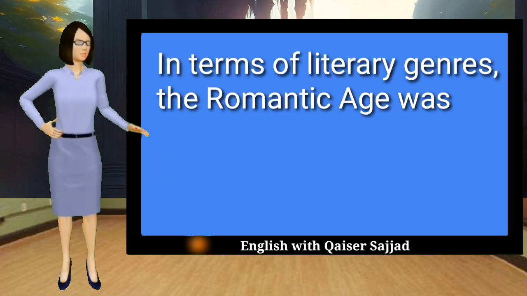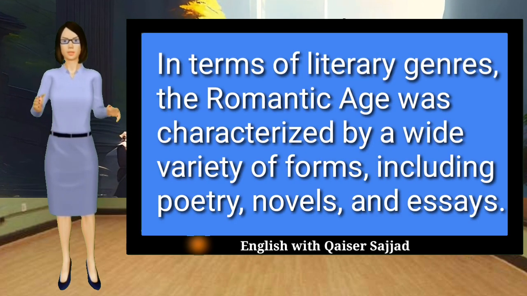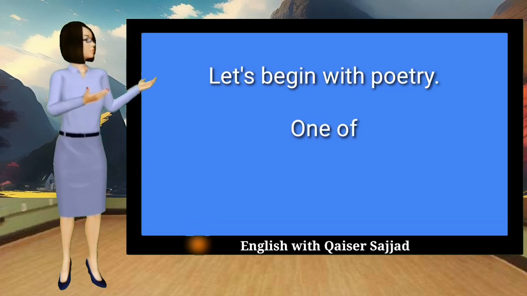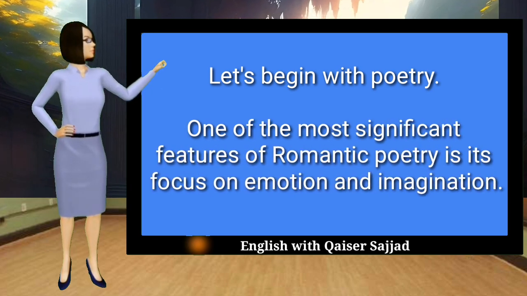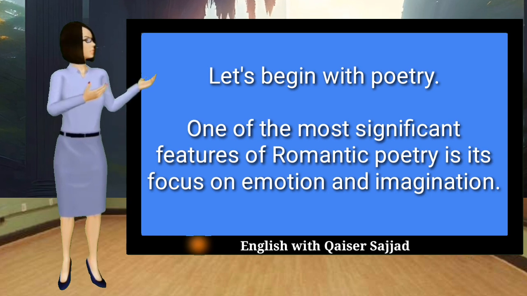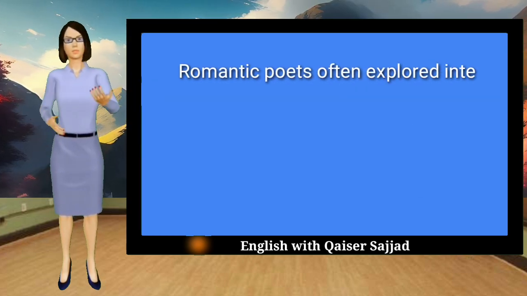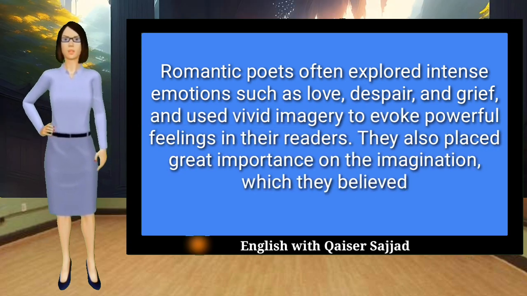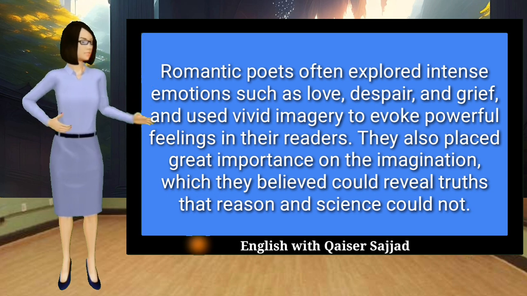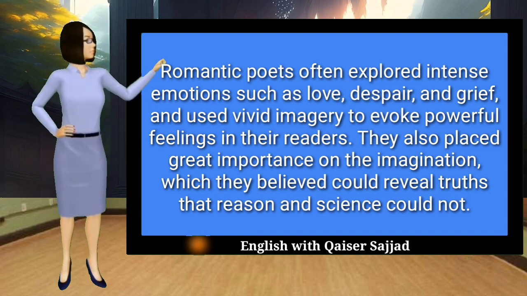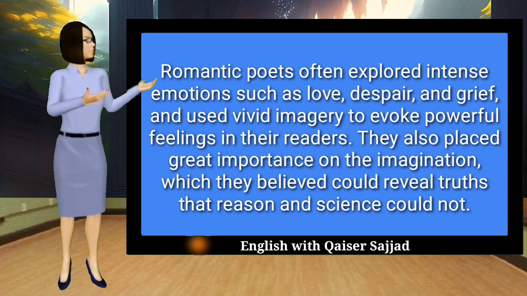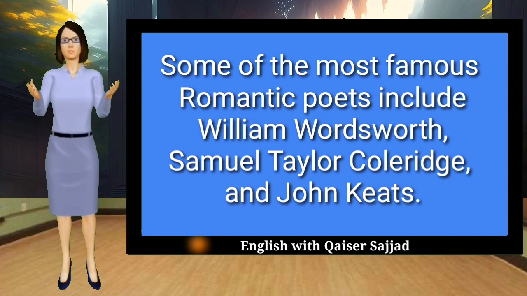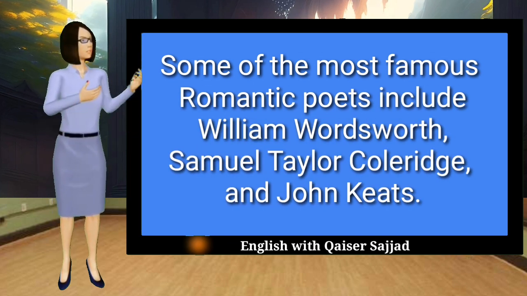In terms of literary genres, the Romantic Age was characterized by a wide variety of forms, including poetry, novels, and essays. Let's begin with poetry. One of the most significant features of Romantic poetry is its focus on emotion and imagination. Romantic poets often explored intense emotions such as love, despair, and grief, and used vivid imagery to evoke powerful feelings in their readers. They also placed great importance on the imagination, which they believed could reveal truths that reason and science could not. Some of the most famous Romantic poets include William Wordsworth, Samuel Taylor Coleridge, and John Keats.